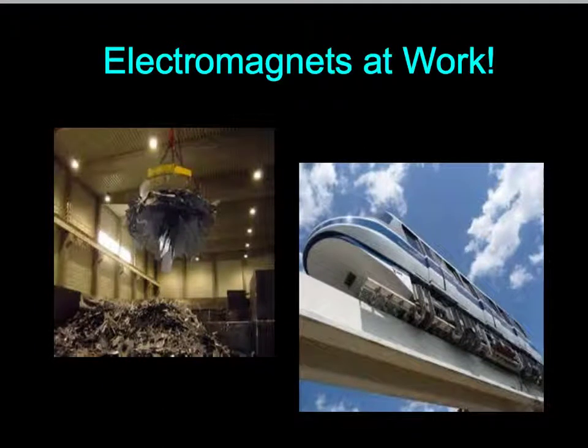Here are some examples of electromagnets. We have mass transportation trains. We have these garbage pickups, or large cranes that will pick up items and only the metal stays with the magnet. The other substances are dropped away.